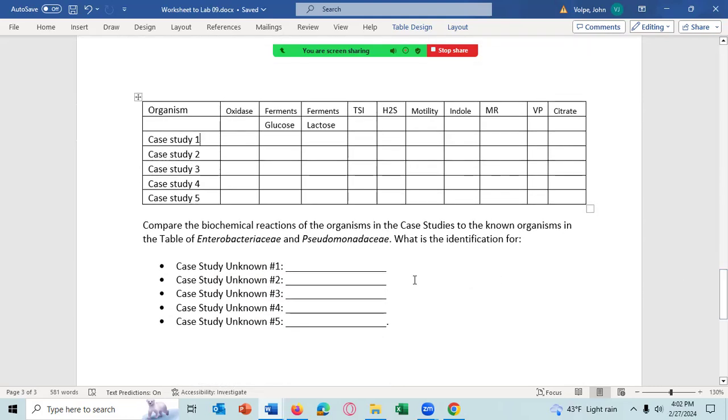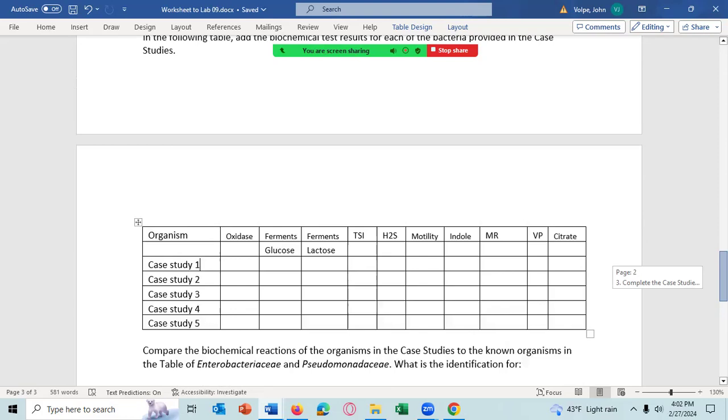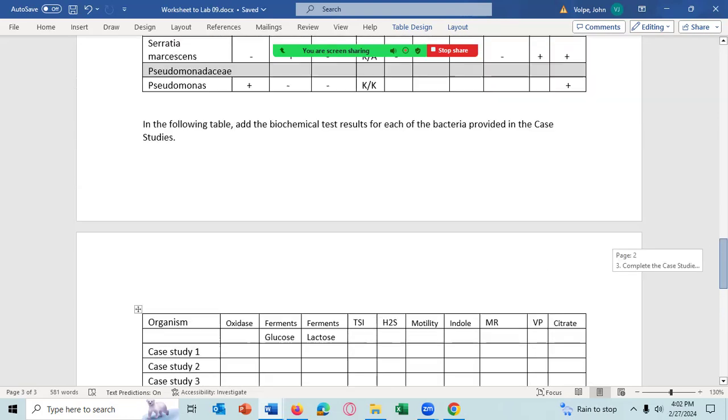And then write the species that gives you the infection for case study number 1. And once you get the results of case study 1 in the table here, then scroll up from this table, looking at it, to this key here.